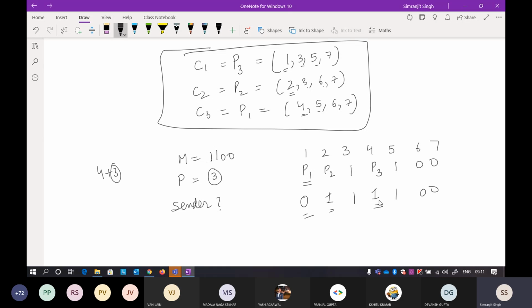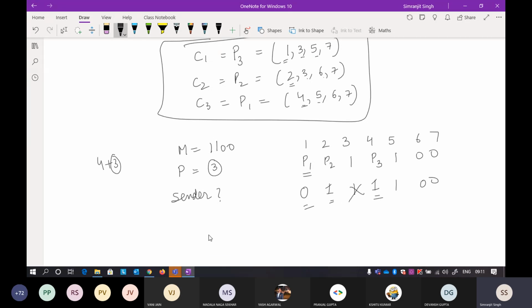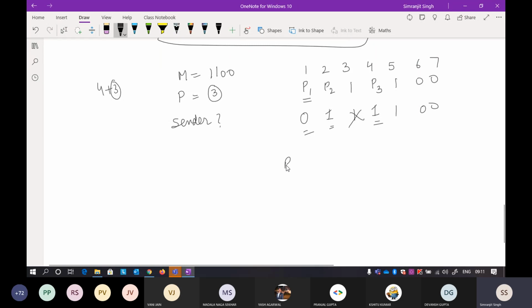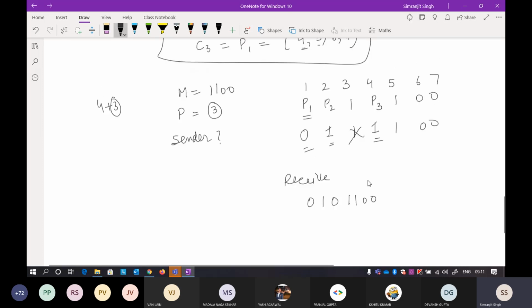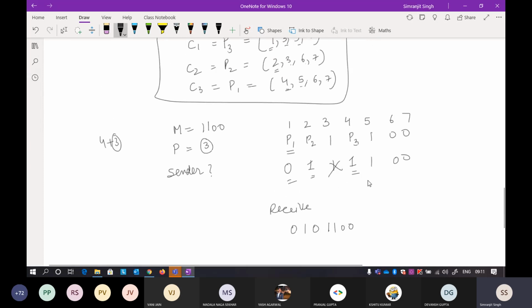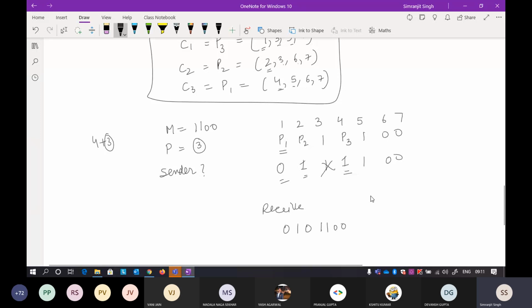Okay, so now if there is an error in any of the bits, suppose there is an error in this particular bit. Now at the receiver side, it will receive 0 1 0 1 1 0 0. So again you have to check this by the check bits, C1, C2 and C3. So how can you do it?